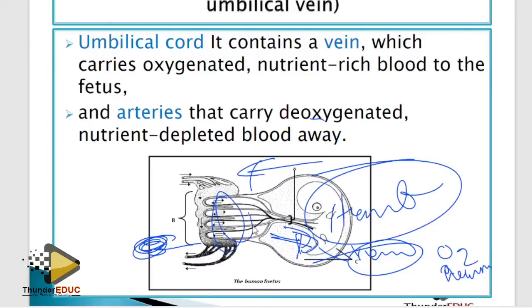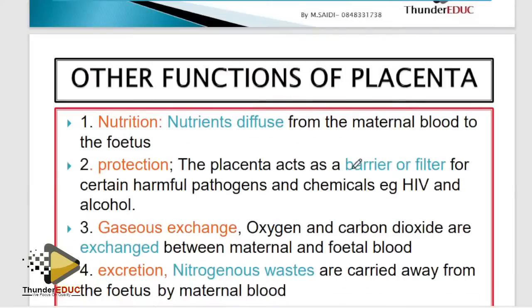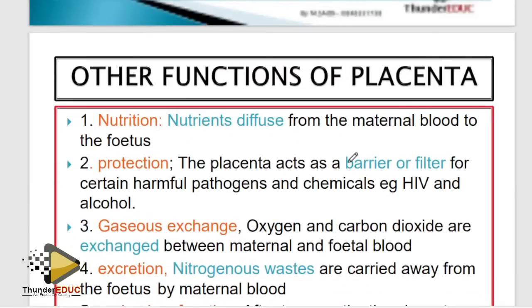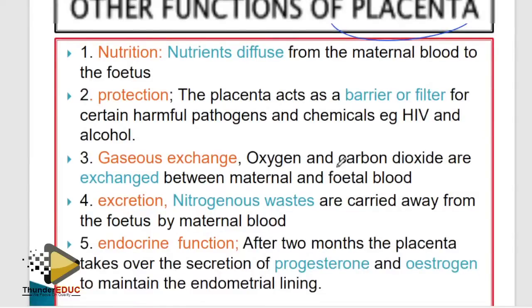This is a placenta, this is the umbilical cord, this is the fetus, this is the mother's. Done. Guys, now, two functions of the placenta. Nutrition, protection, gaseous exchange, excretion. If you don't remember the functions of the placenta, okay guys, this is what you do.